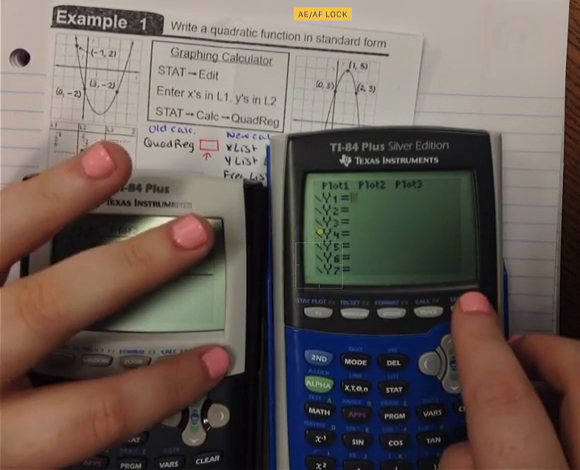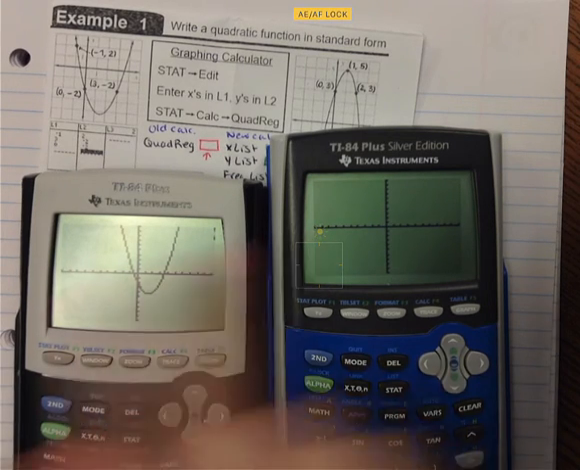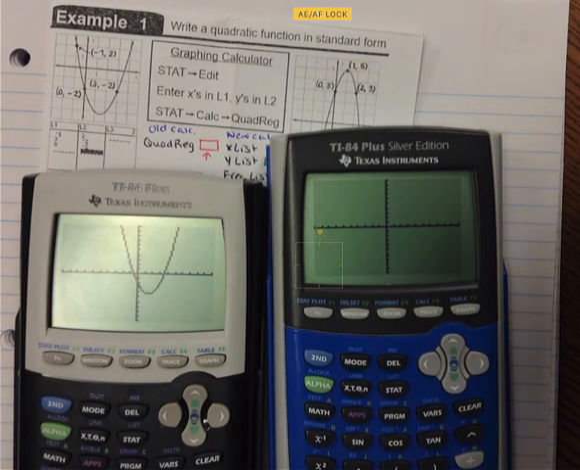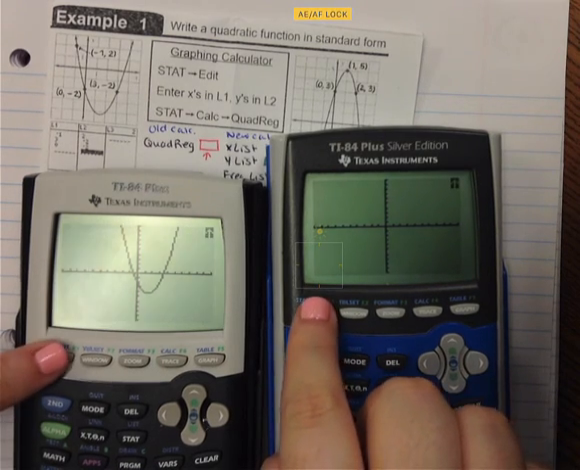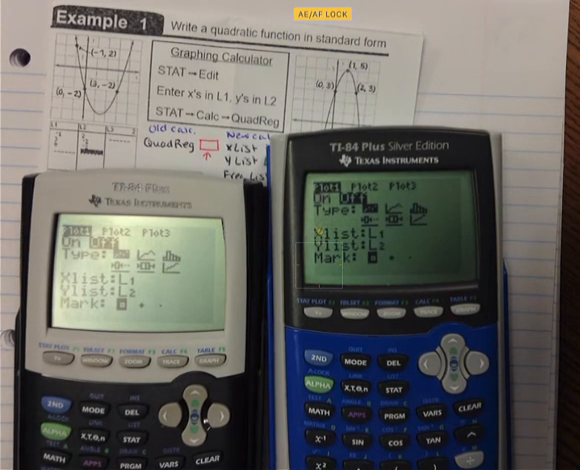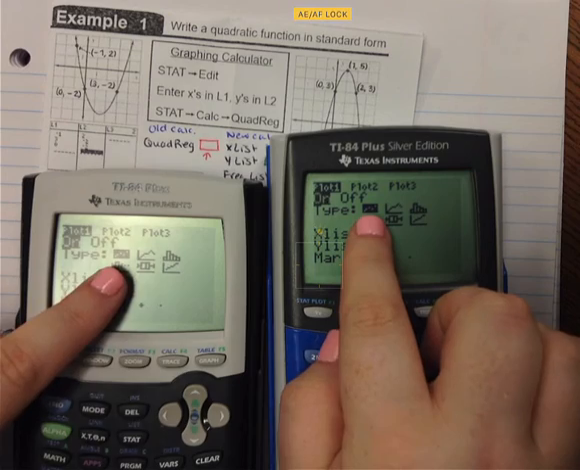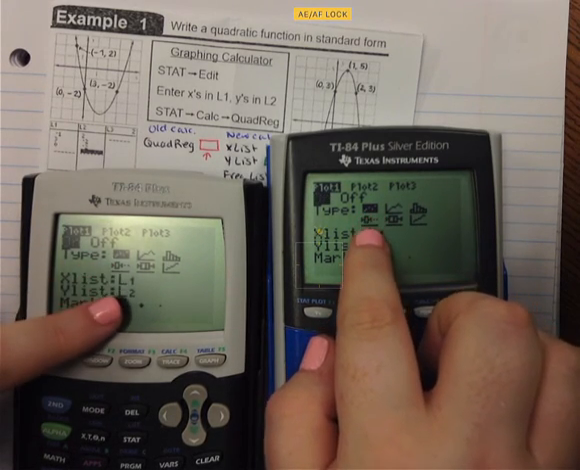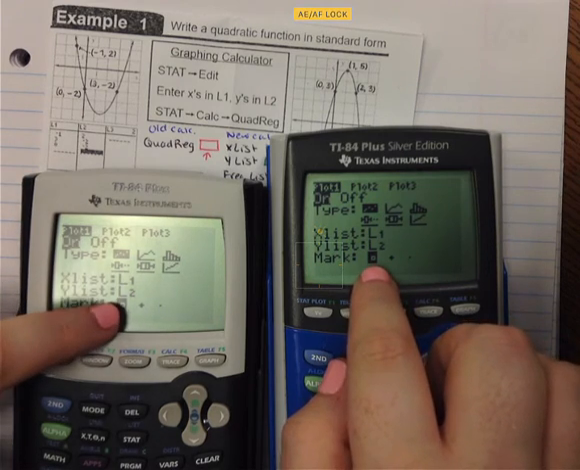So if I press graph, this one will graph it. That one doesn't. And you can look at the scatter plot by going to second y equals, so the stat plot. We're going to turn on, so press enter on plot 1. We're going to press enter on the on. We want to make sure that it is the dots. We have L1, L2, and we just press enter, keep those the same.